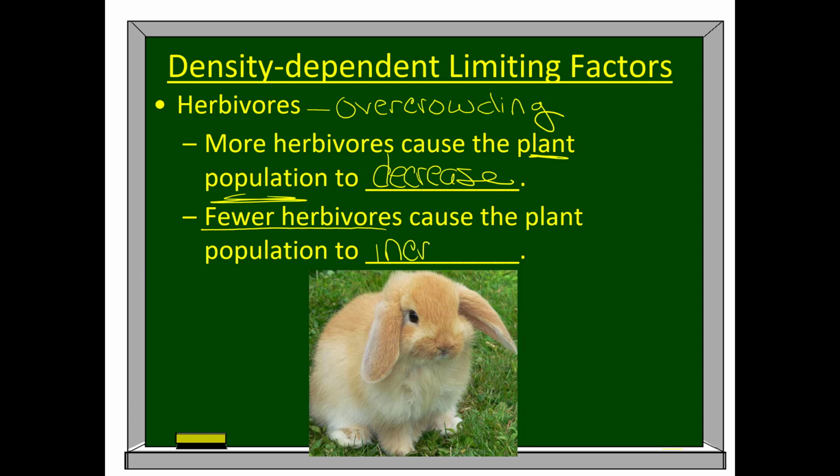population to increase. So we're looking at those interactions that our populations can have with each other. If herbivores are dense, it's going to cause our plant population to decrease. The density depends on how that's going to limit one's population. So more herbivores, more dense, is going to cause our plants to decrease because there's going to be a lot more herbivores eating those plants.